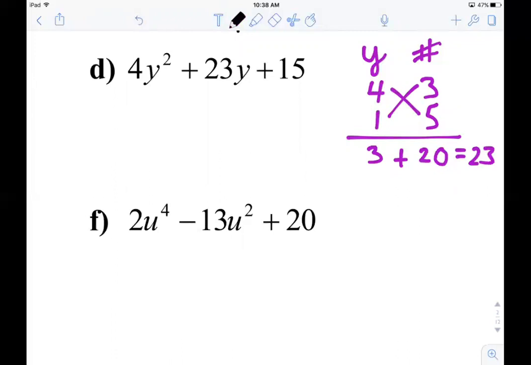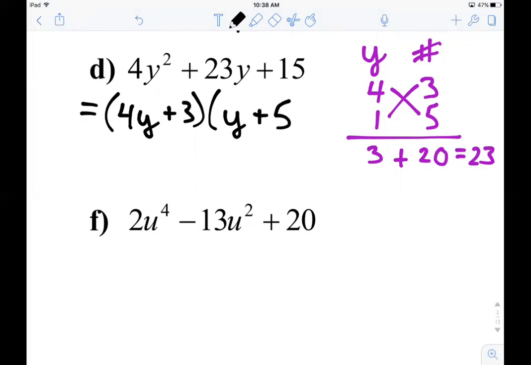Remember, that little crisscrossing step is really just checking which combination is going to add to the correct middle term. It's a shortcut for doing that. That's the only thing that we're doing. So now I can say something like, well, it's going to be 4y plus 3 and 1y, or just y, plus 5.